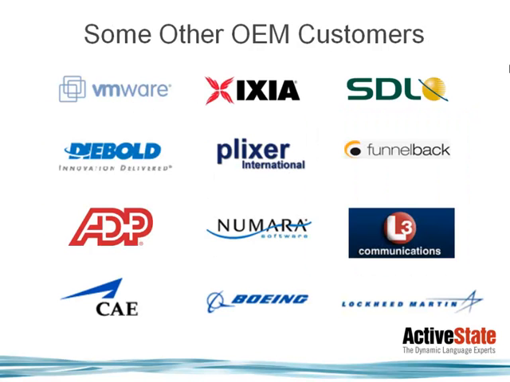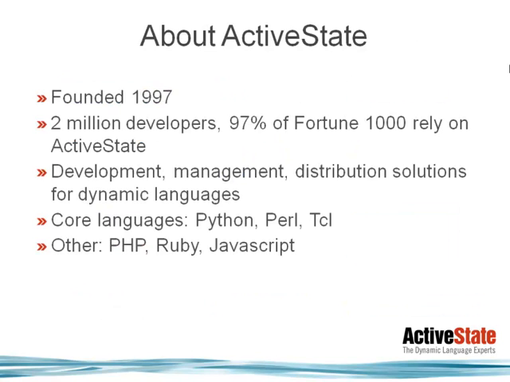By way of an example, here is just some customers that have OEM'd from ActiveState. You can see from this slide that typically we OEM, not surprisingly, to other software companies, but we also do a lot of OEMing in the aerospace and defense sector. That's a quite common area where they need to have commercial support, they need indemnification, and they need protection around open source software.